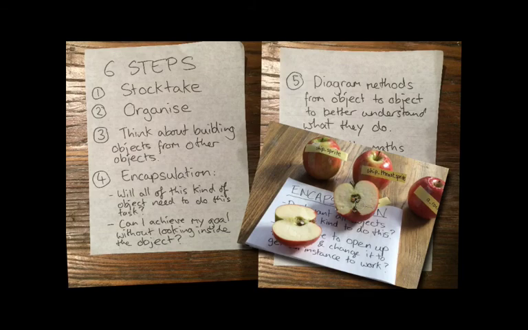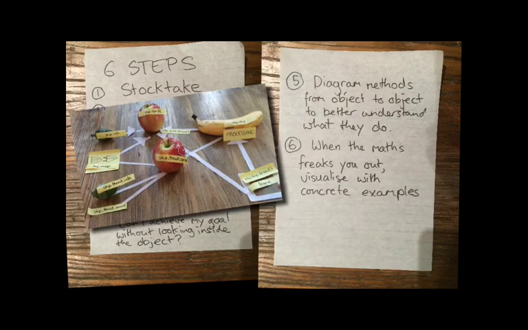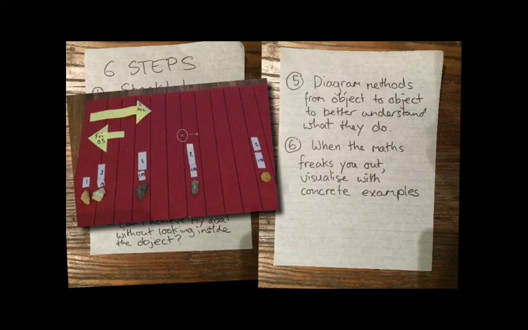Then you might want to diagram your methods, showing how they move from object to object to better understand what they do. And finally, if the maths is freaking you out, visualise it with concrete examples and then extrapolate from those examples to what the abstract maths must be.